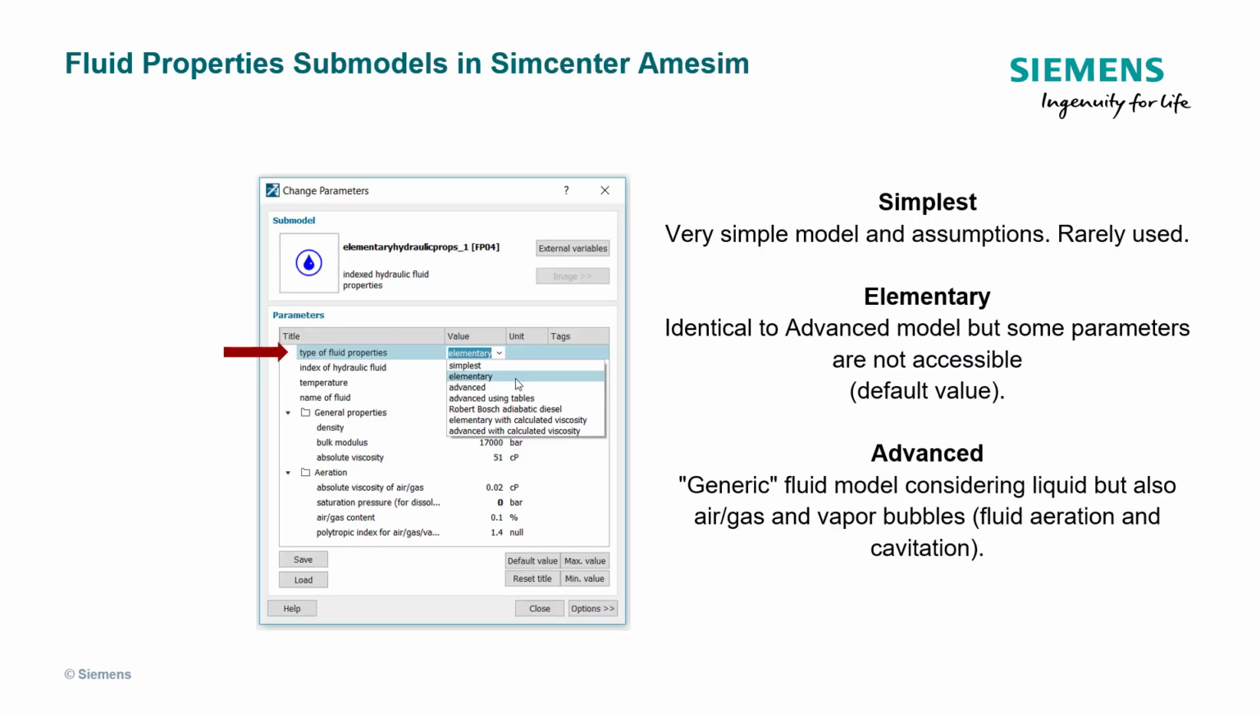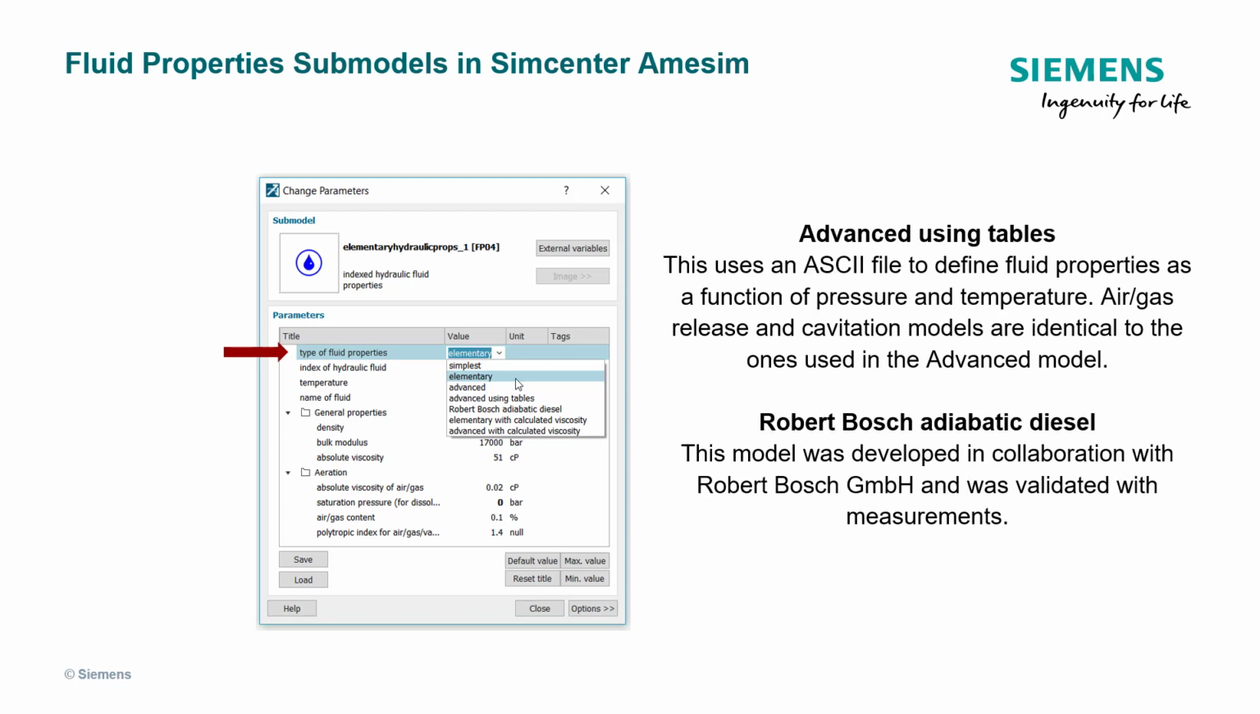As we can see from the simple MSim model, the first option of fluid type is simplest, but it's rarely used now because it's a very simple model with simple assumptions. The second one is elementary. It's closer to real fluid in a circuit, and that's why it's set as the default option. Compared to elementary, the option advanced gives additional access to aeration and cavitation related parameters. The option advanced using tables is to be used when you have the characteristic data of the fluid property. Then it allows you to create an ASCII file to define fluid properties as a function of pressure and temperature.